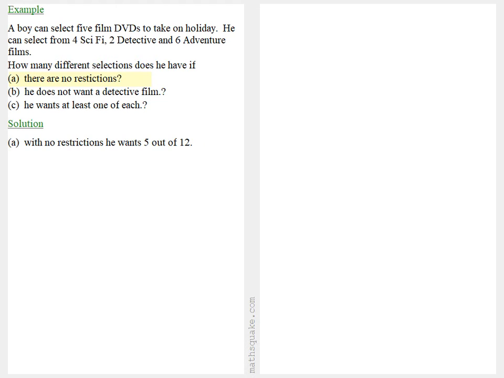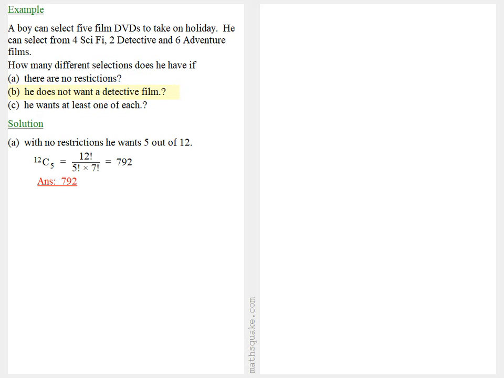Well, with no restrictions he wants 5 out of 12 films. So that's 12C5, which is 12 factorial over 5 factorial times 7 factorial, which we can work out on a calculator as 792. So there are 792 different choices that he has.